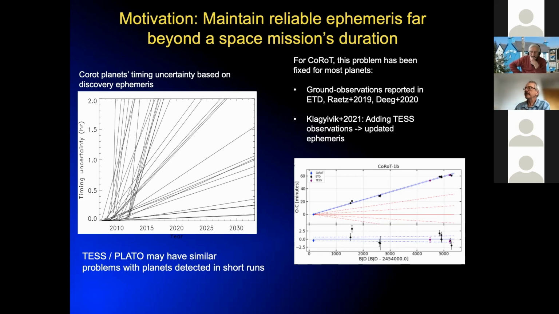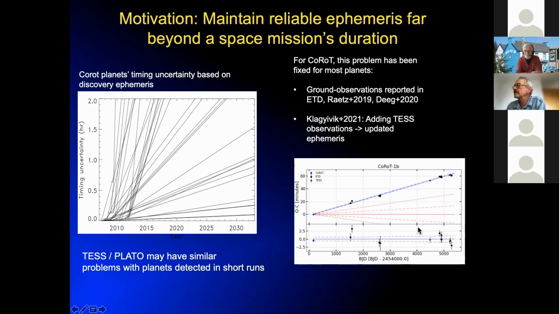That's why we made a reobserving campaign of most of these planets, and many of them are also in ETD from amateurs mostly. Then two papers that Stephanie Ratz and a group led by me wrote published follow-up observations. And then Peter Klagewig last year added also the TESS observations to these CoRoT data and published updated ephemerides.